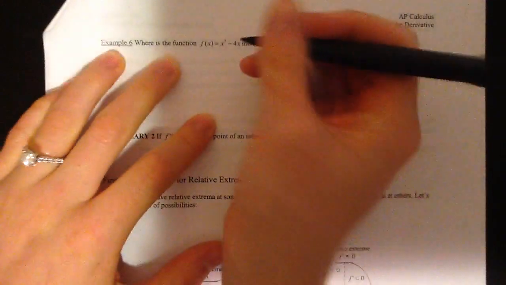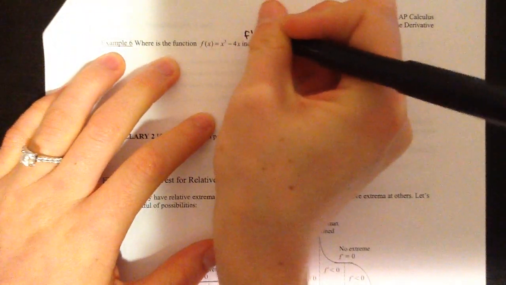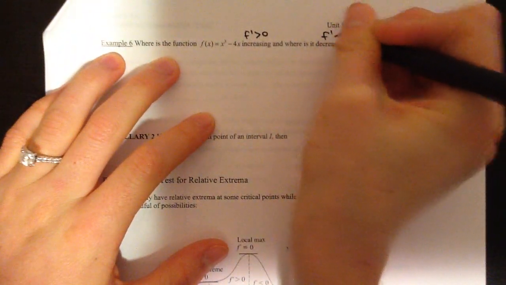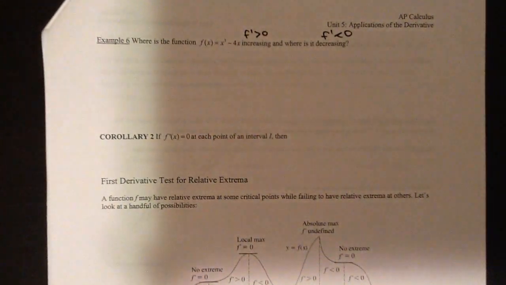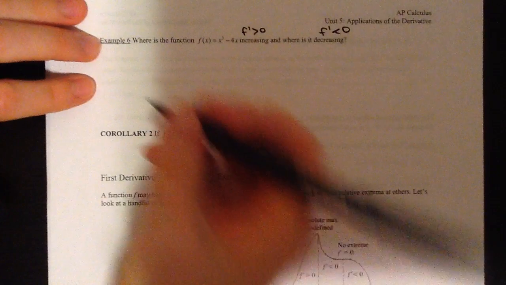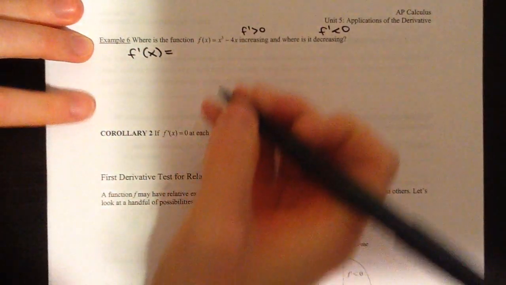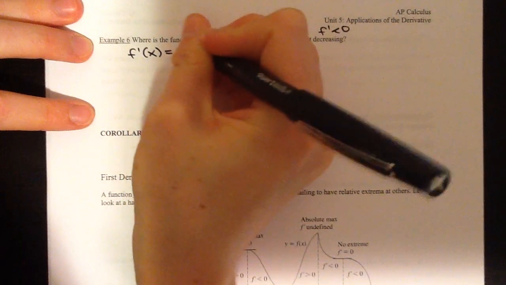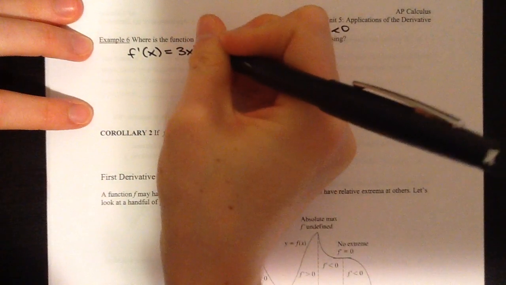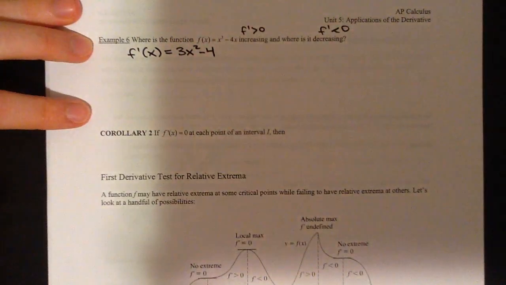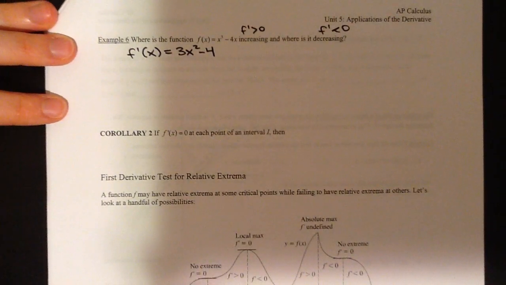So this is going to be based on where the derivative is positive and where the derivative is negative. So of course, if we want to find the sign of the derivative, we first have to find what the derivative is. So let's start there. So f prime of x equals the derivative of x cubed, which is 3x squared, and then the derivative of 4x is 4.